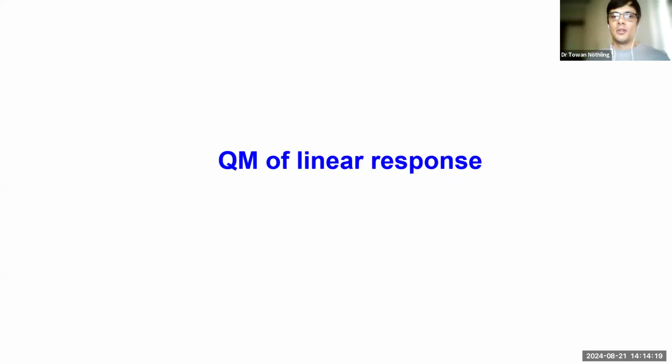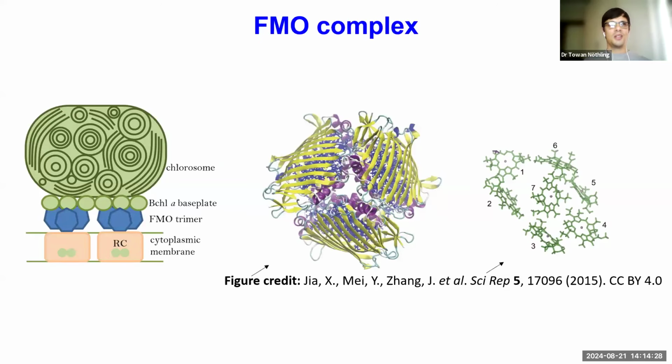Okay, so to get more detail, we have to consider the quantum mechanics of the system. For this, I'm going to consider a photosynthetic system, a system in green sulfur bacteria. In these bacteria, the photosynthetic apparatus consists of a chlorosome, which has many pigments. This chlorosome absorbs light, and the light is transferred through the bacterial chlorophyll A base plate to something called the Fenna-Matthews-Olson trimeric complex, which we will consider now in more detail.